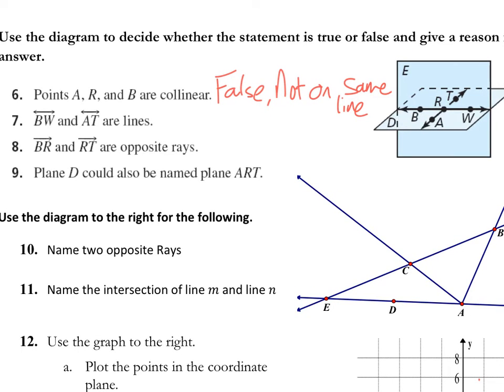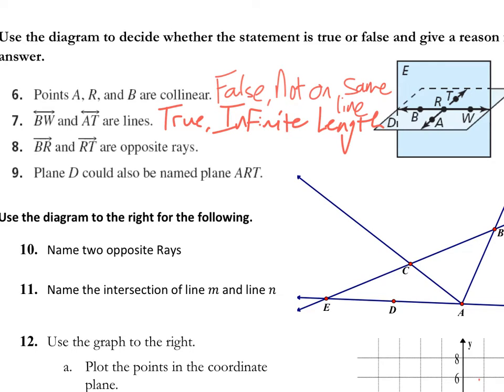Next one. BW and AT are lines. So BW, and let's see if it's actually in the drawing. BW is right here, and AT are lines. Lines go on forever in 2 directions. So these are true. They're shown in the drawing, and they extend infinitely. Kind of a tough one to explain why, but something like that.